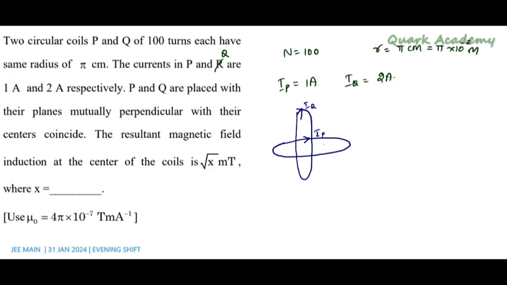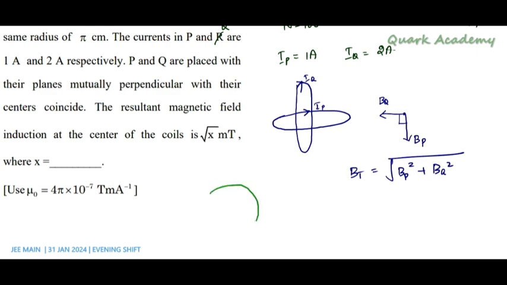Now, due to this coil P, based on this current direction, the magnetic field is going to be downward, and due to this Q, it is going to be towards the left. So it is clear that these two magnetic fields make an angle of 90 degrees, and we need to find the net magnetic field. So the net magnetic field will be the square root of BP squared plus BQ squared. So let's find this BP and BQ separately.